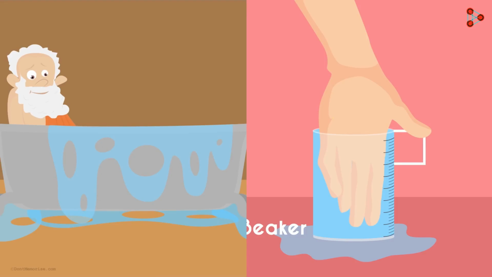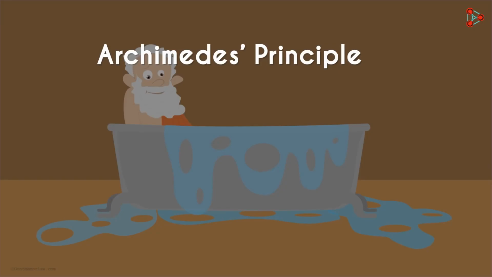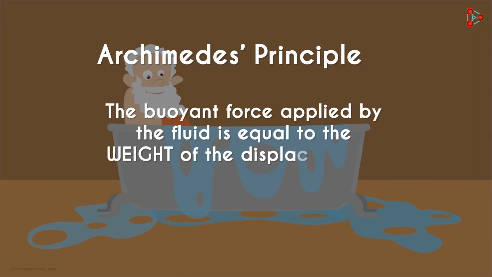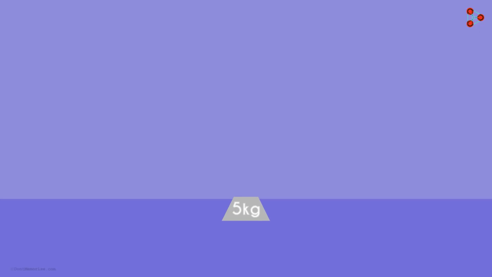In our previous videos, we've seen that when an object is placed in or on the fluid, the fluid exerts a buoyant force on it which acts upwards. The Archimedes principle goes just one step further in saying that the buoyant force applied by the fluid is equal to the weight of the displaced fluid. We can take a simple example to understand this.